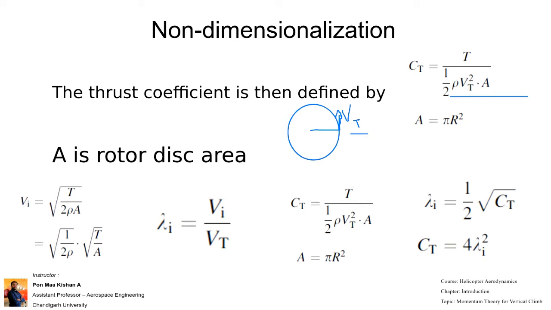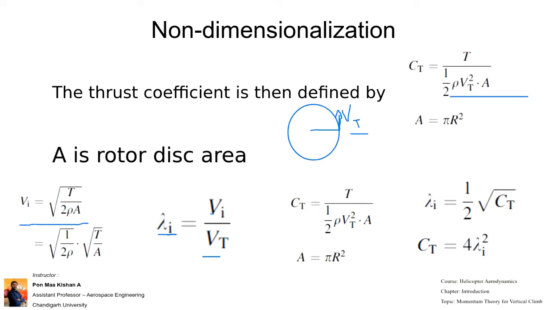In the previous hovering condition, we saw that the final equation we got is induced velocity Vi equals the square root of T by 2 rho A. We have now non-dimensionalized with respect to Vi and Vt.